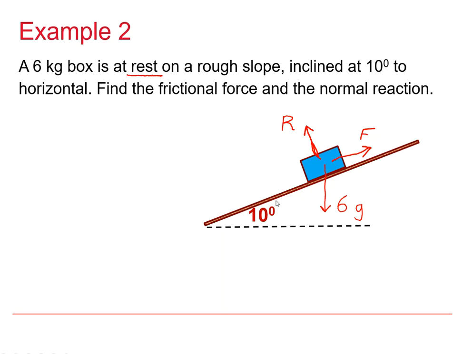Right, so what we need to do then is resolve this 6g into two components. There will be a component which is acting down the slope, parallel to the slope, and a component which is acting perpendicular to the slope, like that. So we can form this right angle triangle, and if we spot that this angle here is 10 degrees, that means that this angle here is also 10 degrees. So let's label that.